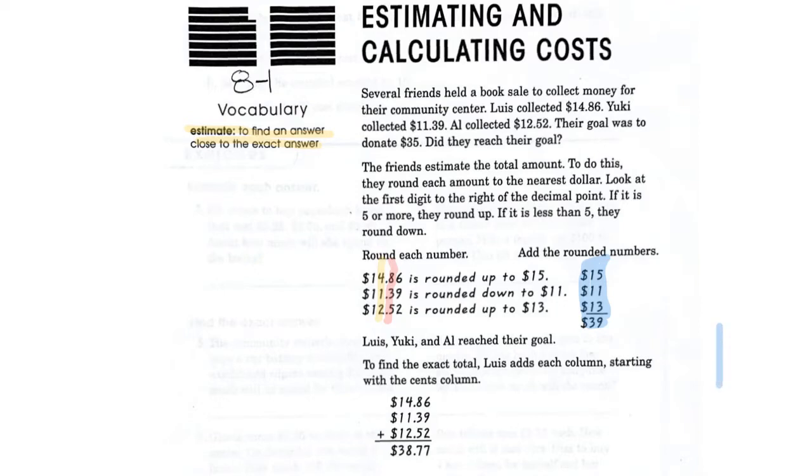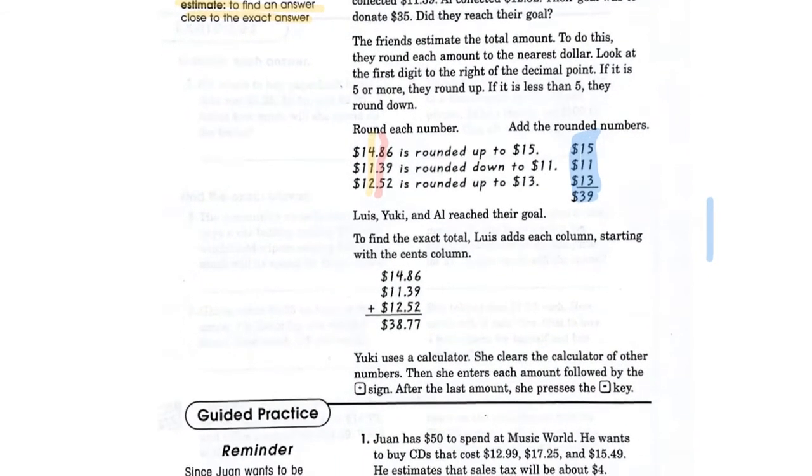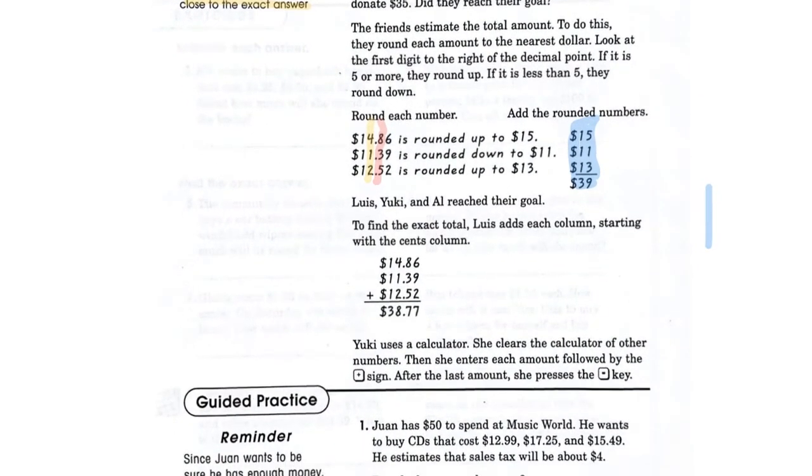To find their exact answer, Lewis adds a column starting with the cents column. Yuki uses a calculator. She clears the calculator of other numbers. Then she enters each amount followed by the plus sign. After the last amount, she pressed the equals key. So that's just what you're going to be doing today.